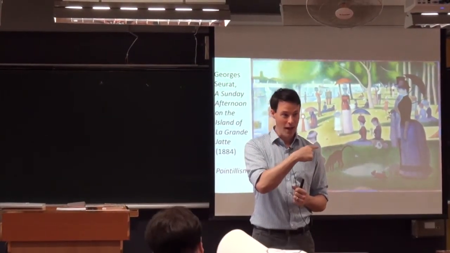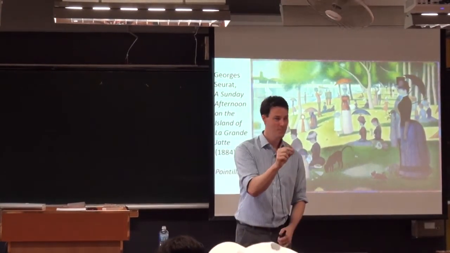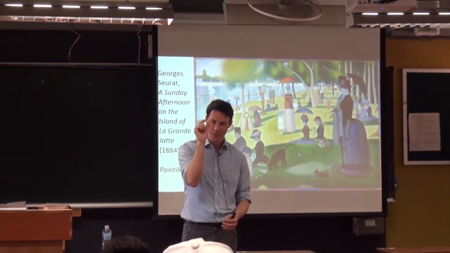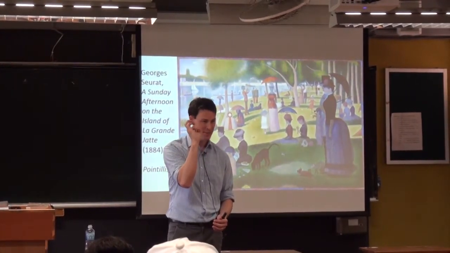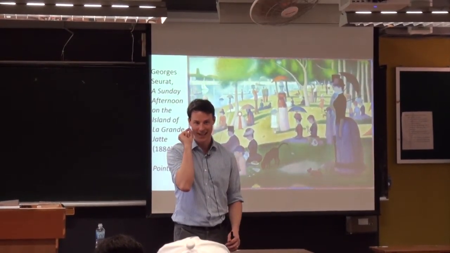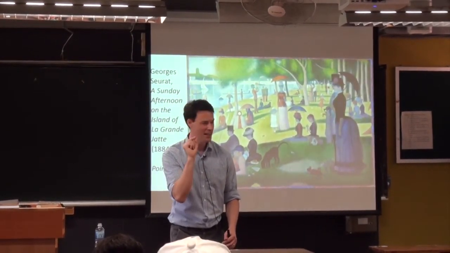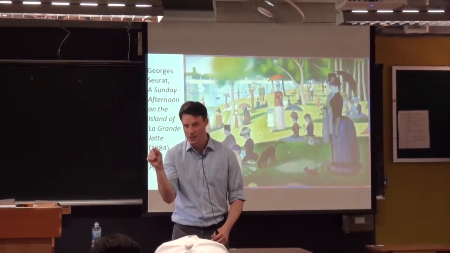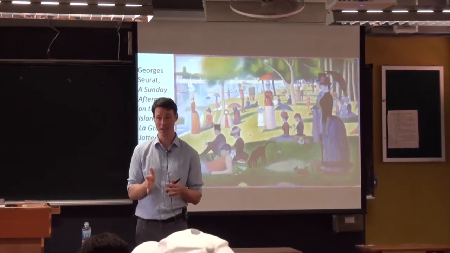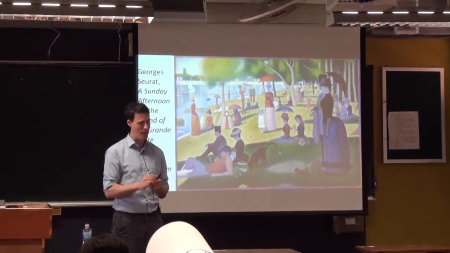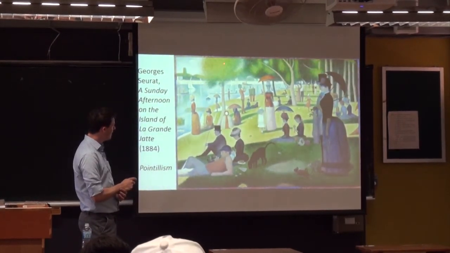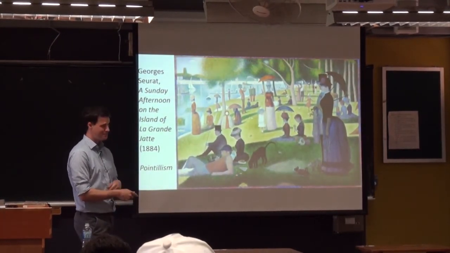You know, Seurat, when he was painting this, took his paintbrush, which had a tiny little point to it, and stuck it in some paint and made one tiny little dot, and then made another tiny little dot, and then got a different color and made another tiny little dot. This probably took him a very long time to paint. He did it point by point, tiny, tiny little point by tiny, tiny little point.